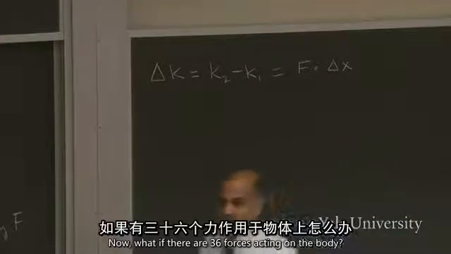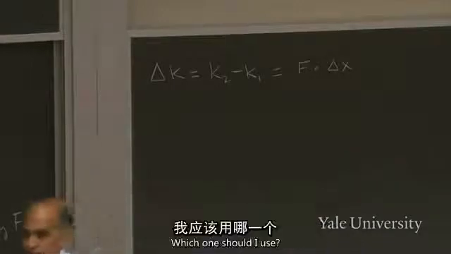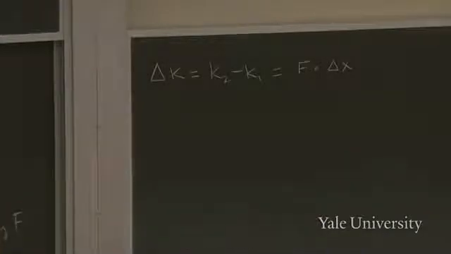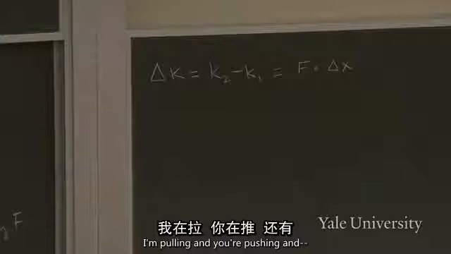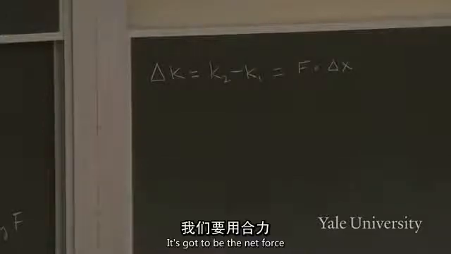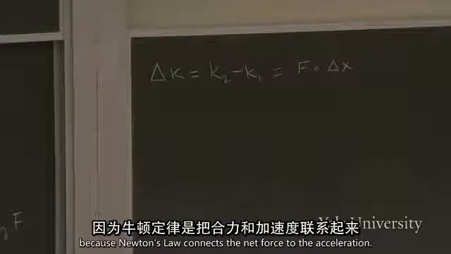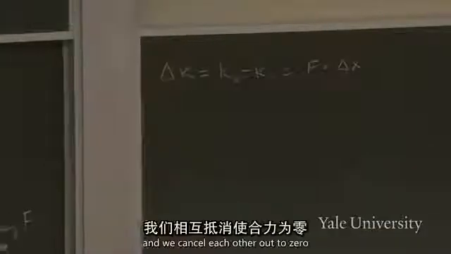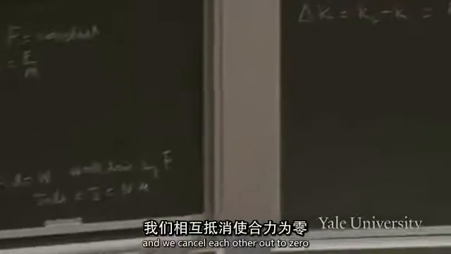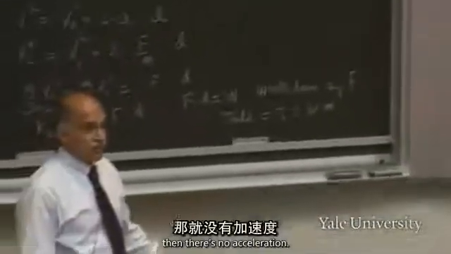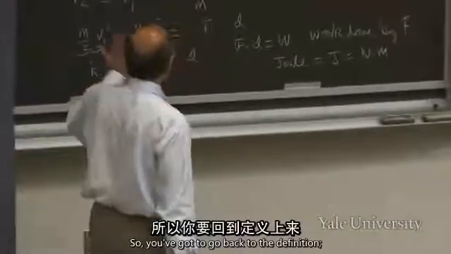Now, what if there are 36 forces acting on the body? Which one should I use? I'm pulling and you're pushing, and it's got to be the net force, because Newton's law connects the net force to the acceleration. If you and I have a tug of war and we cancel each other out to zero, then there's no acceleration. So, you got to go back to the definition.